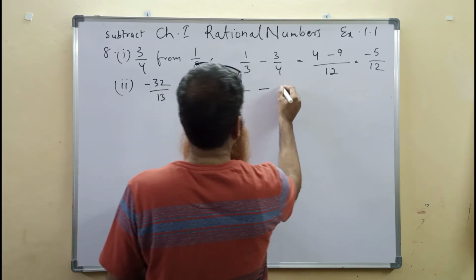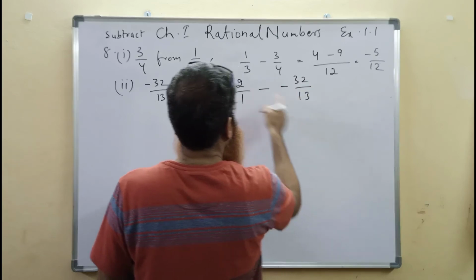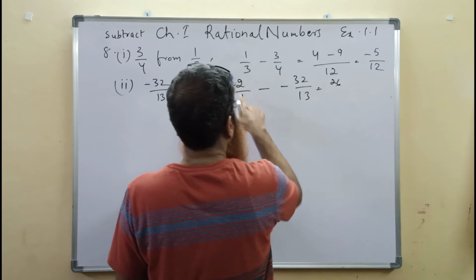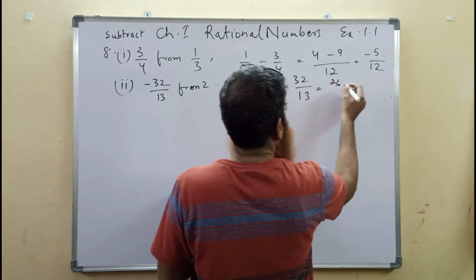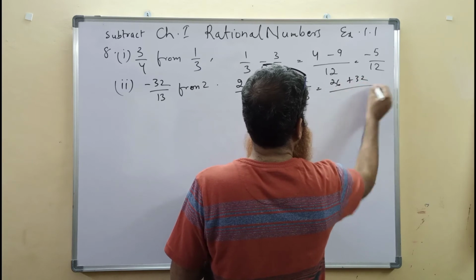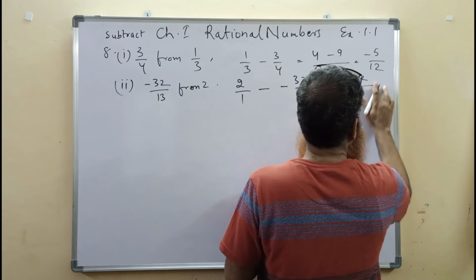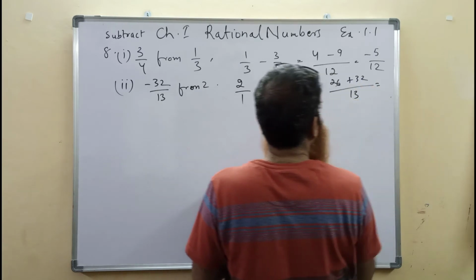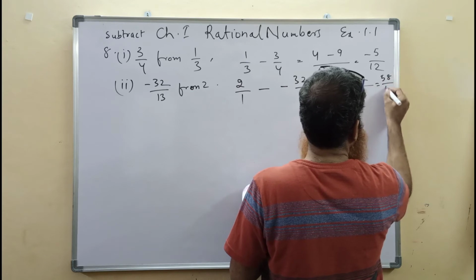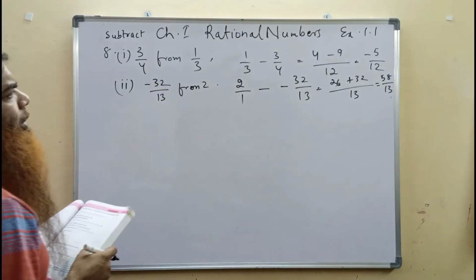We are subtracting minus 32 by 13. So 13 twos are 26, and minus of minus is plus 32, divided by 13. 32 plus 26 is 58. It is 58 divided by 13.